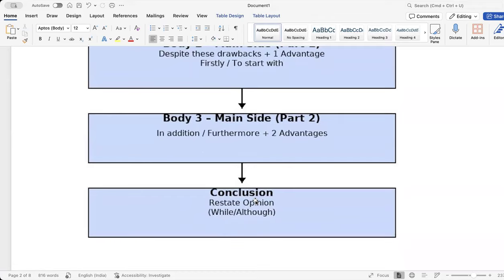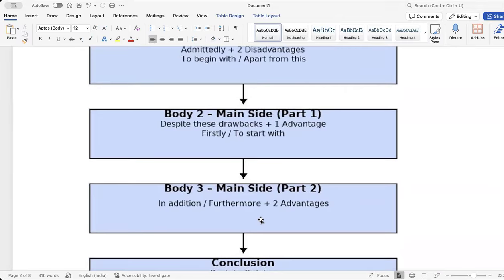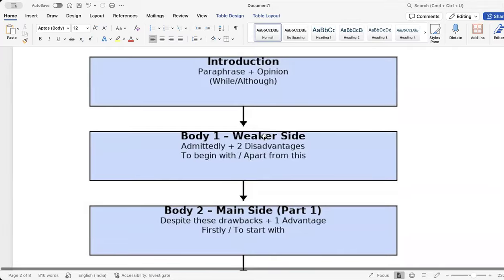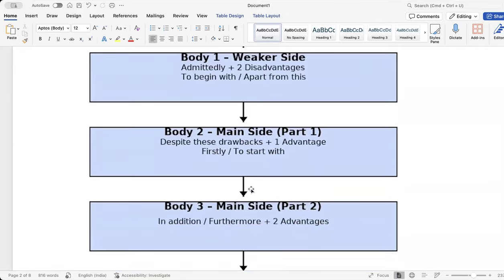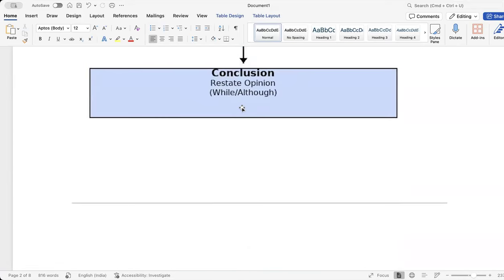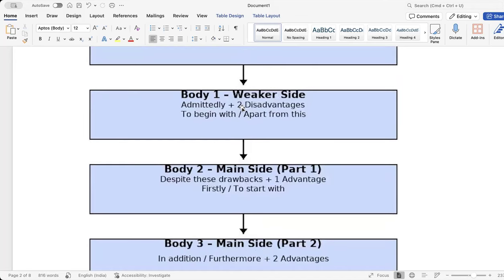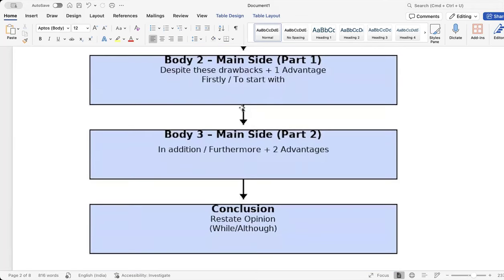Finally, I write the conclusion. In the conclusion, I do nothing but paraphrase my opinion again. And our opinion is the same thing: advantages are more or disadvantages are more. I'm just going to repeat that, but again using while and although. That's it. So this is my structure for this essay. Pretty easy essay. Introduction, followed by the weaker side, 1 paragraph, then the main side, 2 paragraphs, and then finally the conclusion. So overall 5 paragraphs: 1 introduction, 3 body paragraphs, and 1 conclusion.